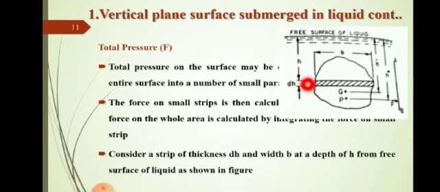So understand this step very clearly. You are considering a small strip, and the strip is having a depth dh. dh is the depth of the strip and b is the width of the strip. And this strip is located at a depth of h from the free liquid surface. Okay, so you have three h here: h bar, h star, and h.